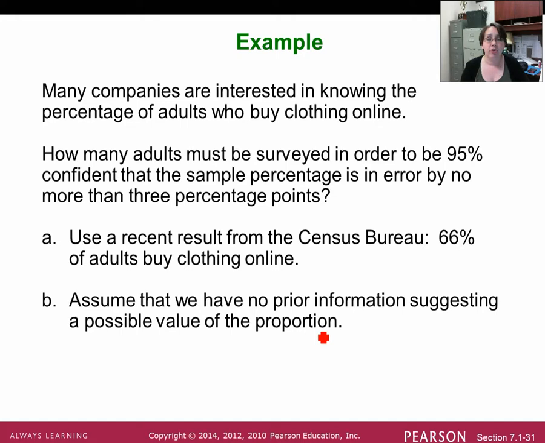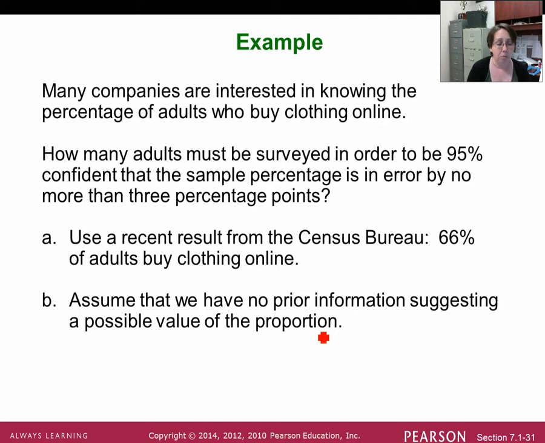Most companies are interested in knowing the percentage of adults who buy clothing online. How many adults must be surveyed in order to be 95% confident that the sample percentage is in error by no more than 3 percentage points? So, part A. Use a recent result from the Census Bureau: 66% of adults buy clothing online.